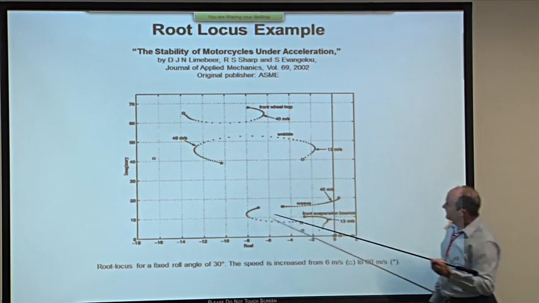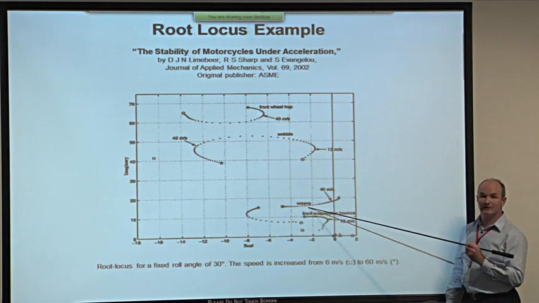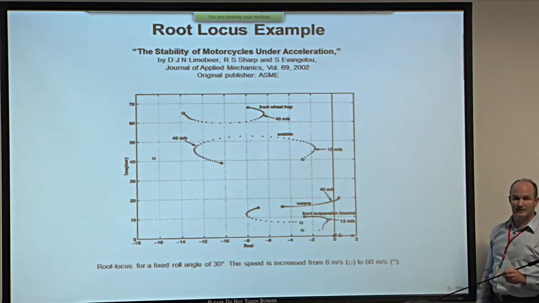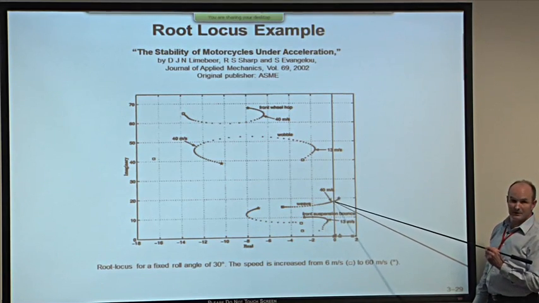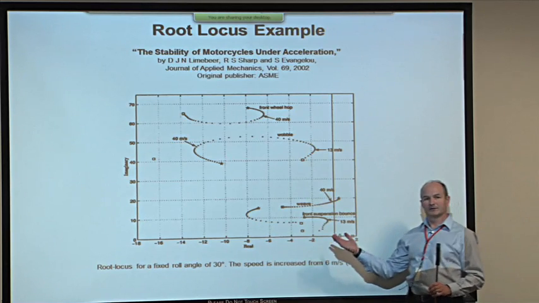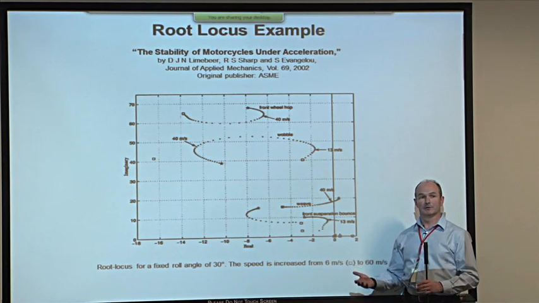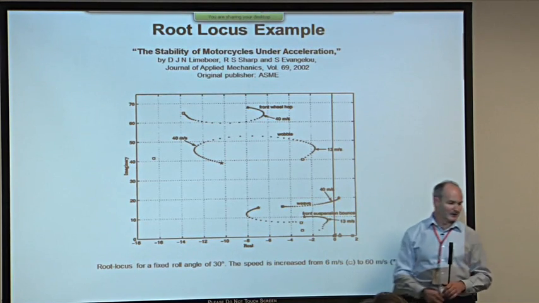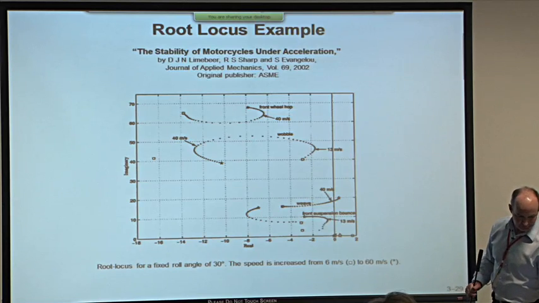There's front wheel hop, and there's something called weave. That's equivalent to saying you can't go as fast as you like around a corner. You've got to change the roll angle or the speed or something, otherwise it's going to become unstable at about 40 meters per second. I found it quite interesting that you can apply this theory even to complex systems, and people do, to aircraft design and other things as well. So just a slightly different perspective.